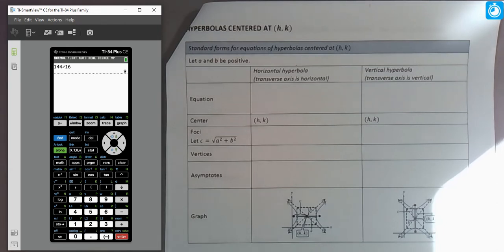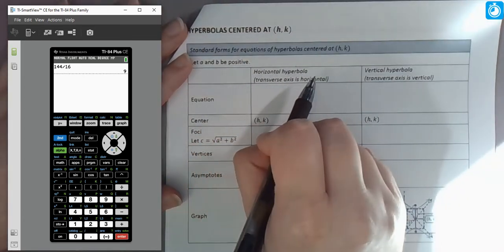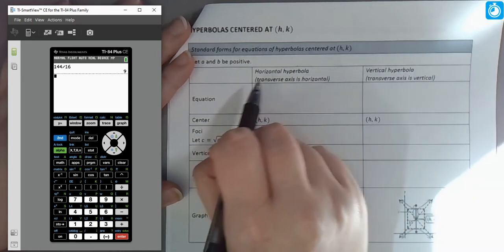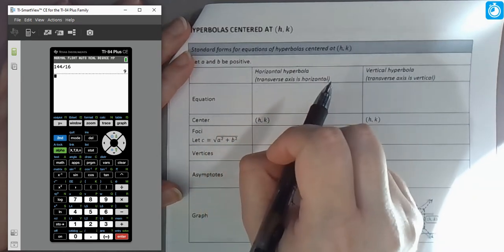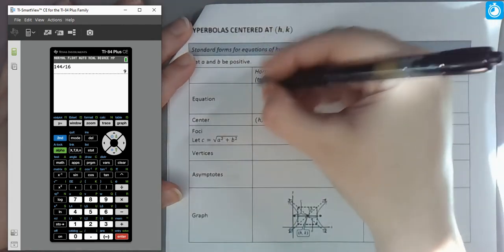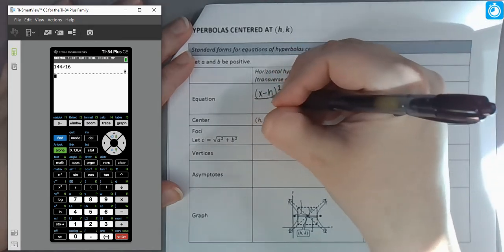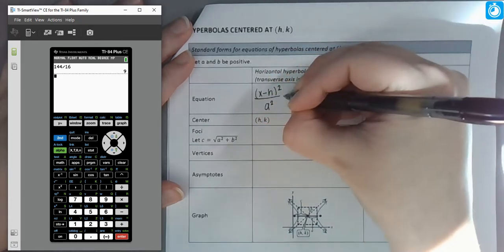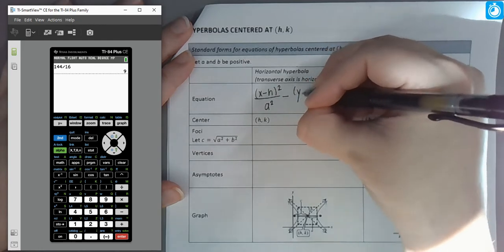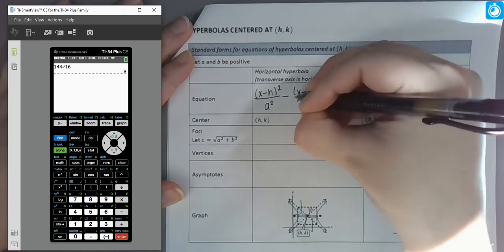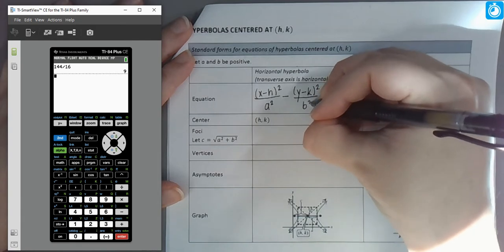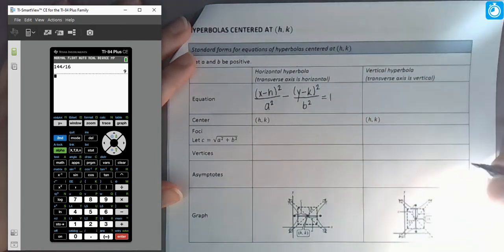Okay, so we're going to define A and B in the same way, but now we have a new center other than 0, 0. Our new center is going to be the ordered pair H, K. So a horizontal hyperbola, where our transverse axis is horizontal, that is now centered at H, K, is going to take on the following form. It's going to be x minus h squared divided by a squared minus y minus k squared over b squared is equal to 1.